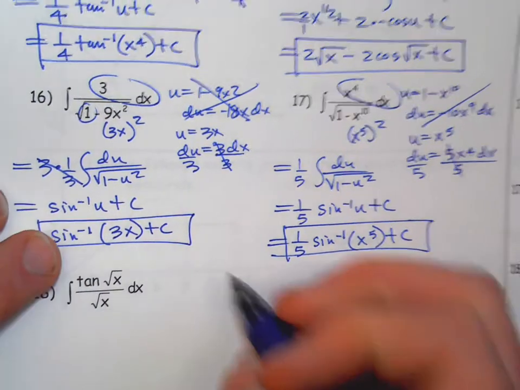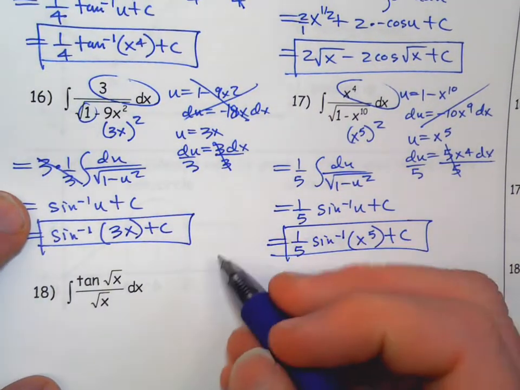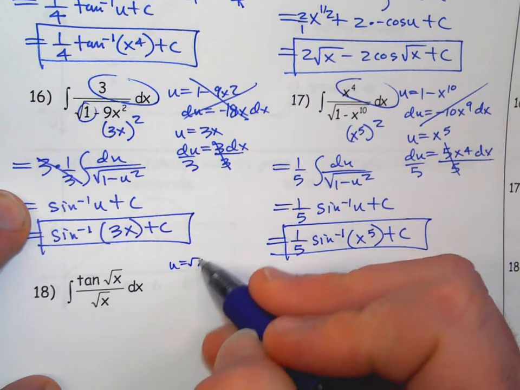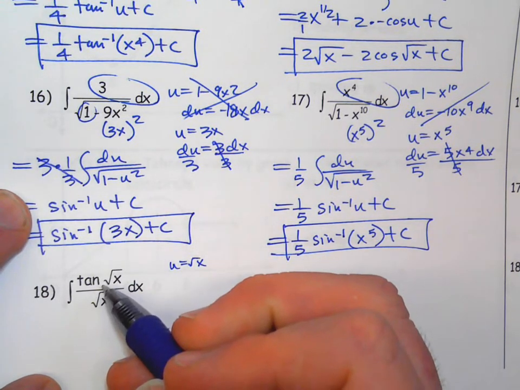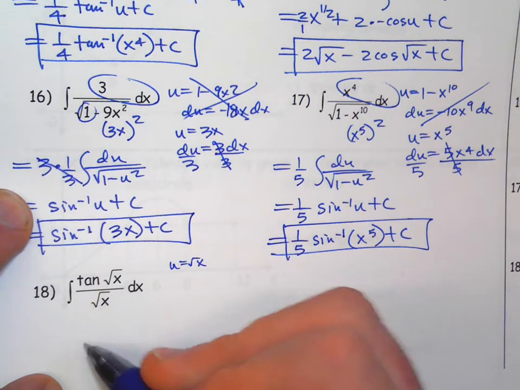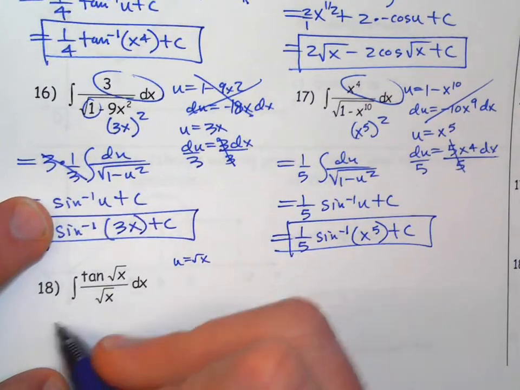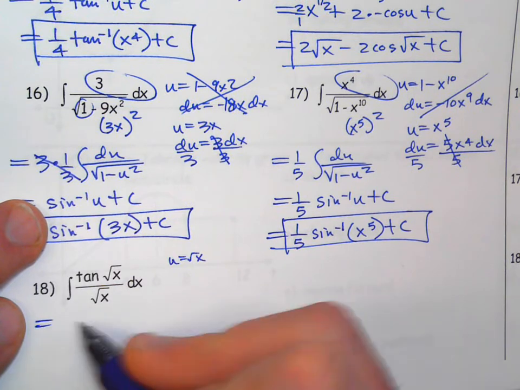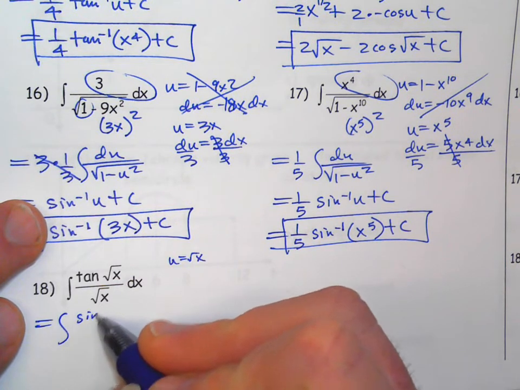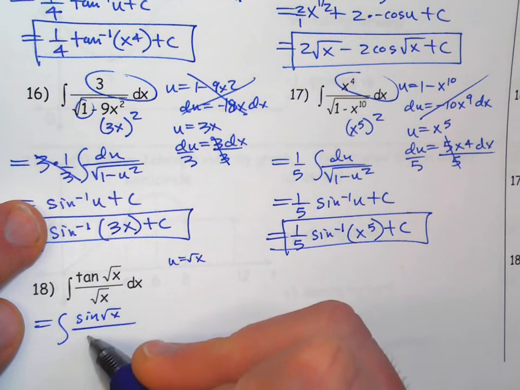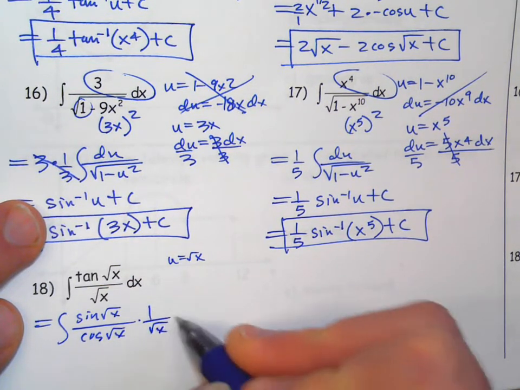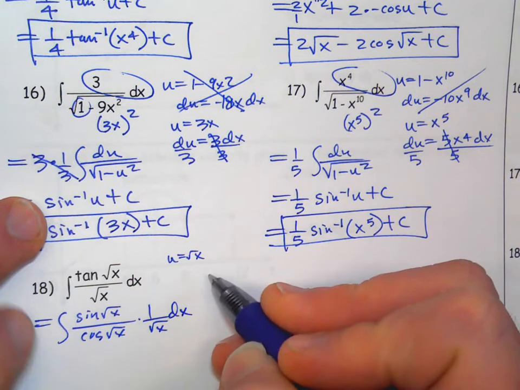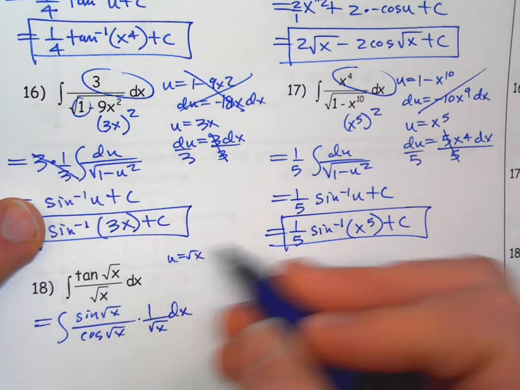Okay, next one. Now, you might start with u equals the square root of x, but this is going to be one of those ones where there's still going to be another layer because we cannot integrate tangent. Some of you guys are going to put secant squared. You're going the wrong way. So if you realize that, then maybe we should write this as sine of the square root of x over cosine of the square root of x times 1 over the square root of x dx. You could do that, but then you have to do another layer of u substitution.